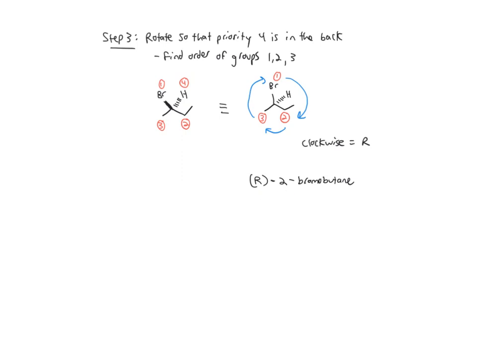In the next video, we're going to take a look at what happens if we have multiple bonds attached to that chirality center. So maybe down the chain somewhere we have a double bond or a triple bond. How do we deal with that?